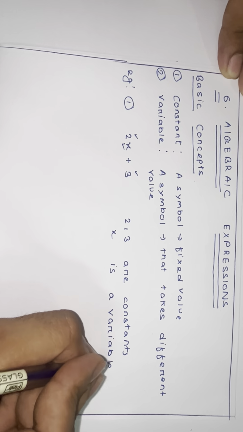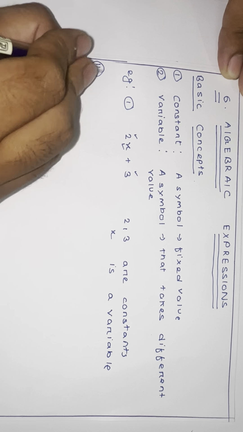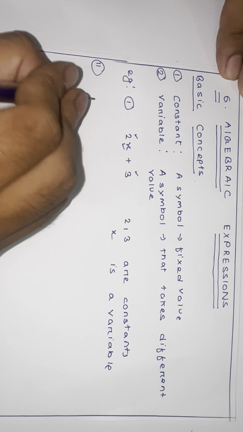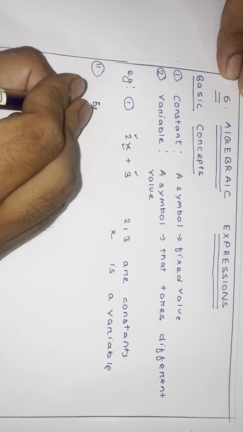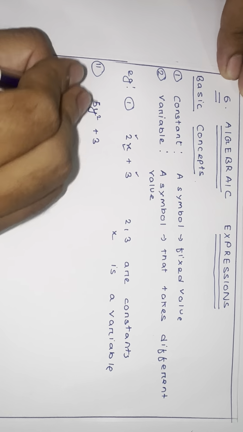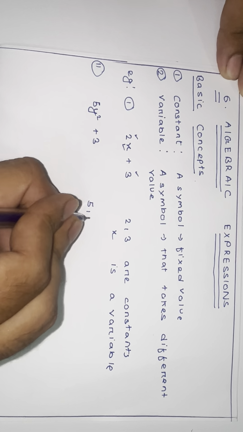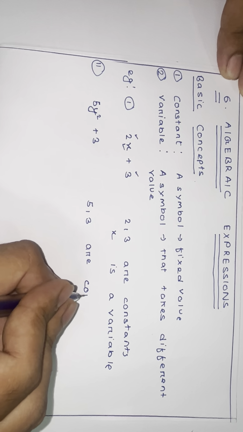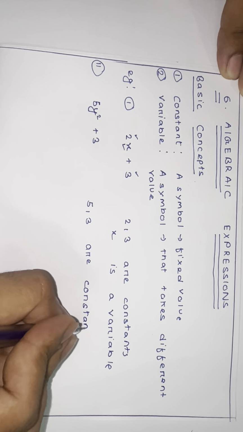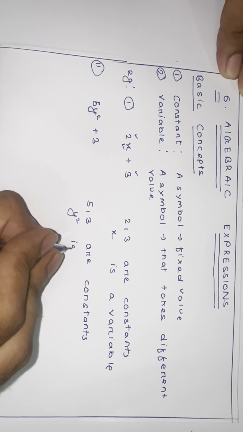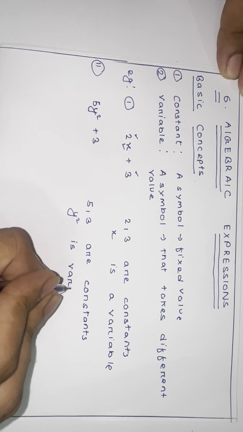Now let's take another example. Suppose I am writing 5y square plus 3. So here 5 and 3 are numbers. So 5 and 3 are constants. And y square is what? The letter is a variable.